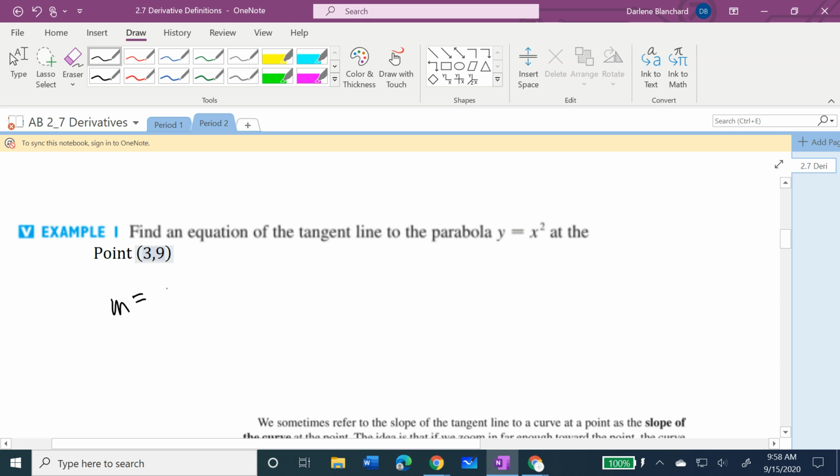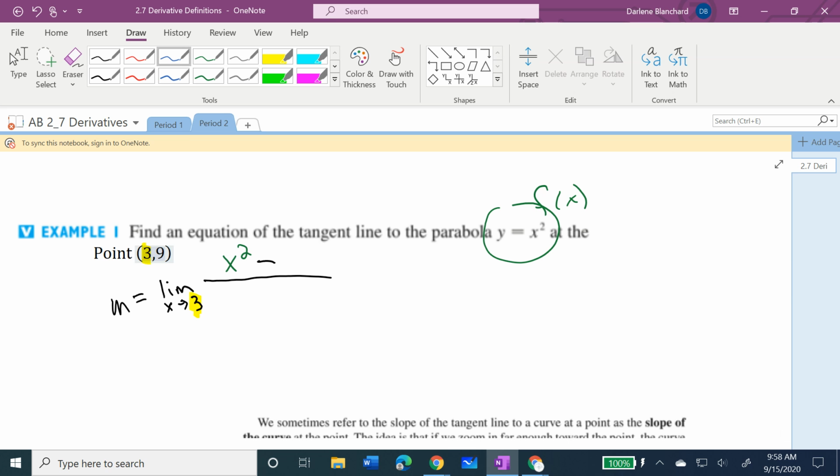To find the slope of the tangent line, I'm doing the limit as x approaches a, where a is 3. Let me just make sure you see that. And then the definition has the numerator as f of x minus f of a. This is f of x. F of a, actually let me do a highlight on that, is actually already given to us.